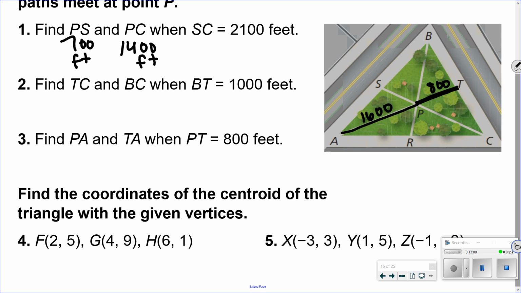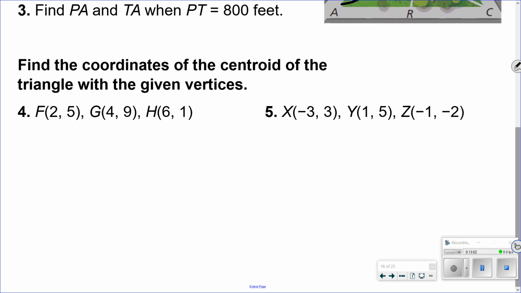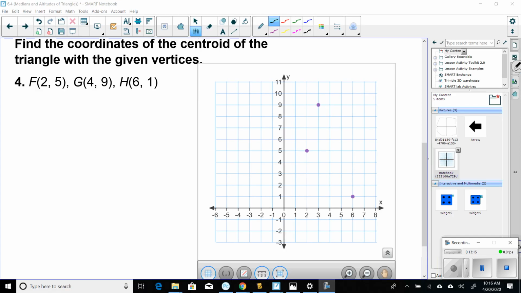Let's just do one of these. I want you guys to try one of these. You can use graph paper, or you can just put it on a regular piece of paper. But let's see if we can come up with the coordinates of the centroid for one of these two. So why don't we do, let's do number 4.